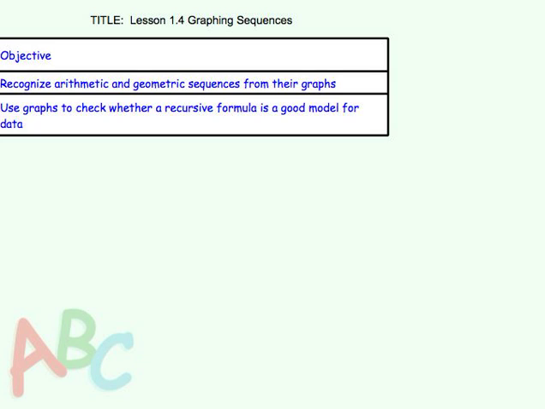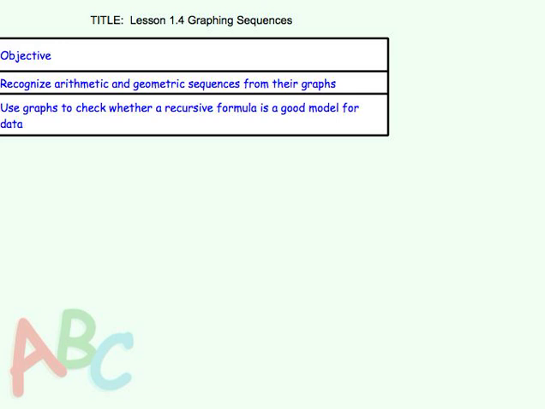Welcome to Lesson 1.4, Graphing Sequences. The objectives are to recognize arithmetic and geometric sequences from their graph. Also, to use a graph to check whether a recursive formula is a good model for a set of data. I would like to also add in to recognize shifted geometric sequences from their graph.